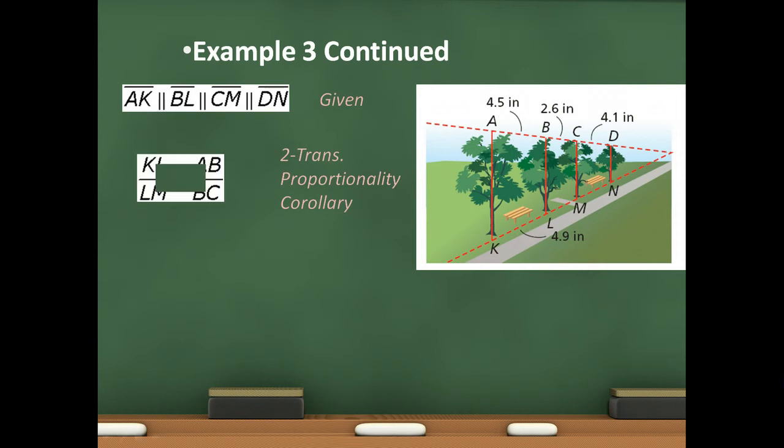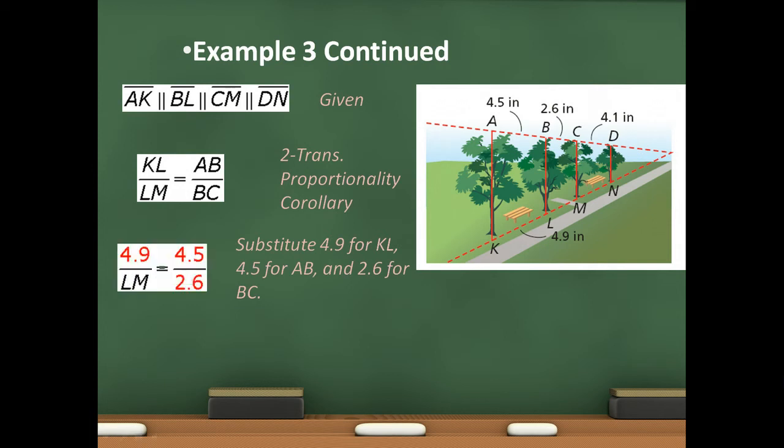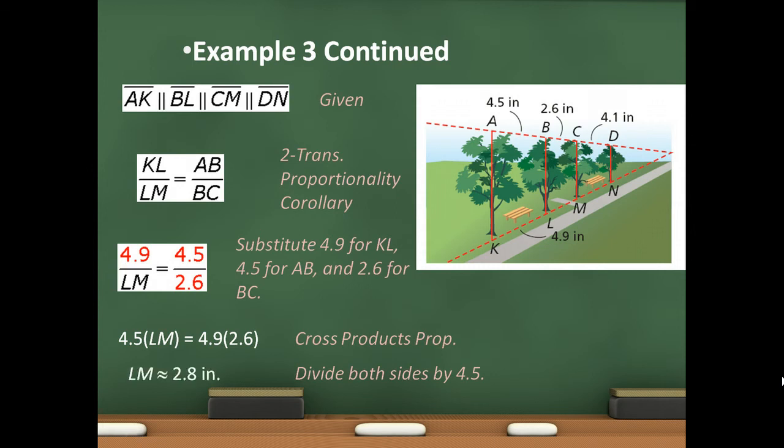The two transversal proportionality corollary says that KL over LM is equal to AB over BC. Substituting in 4.9 for KL, 4.5 for AB, and 2.6 for BC, we get a proportion that we can solve. We use the cross products property and divide both sides by 4.5. LM is about 2.8 inches.